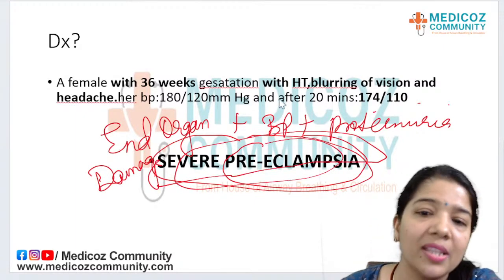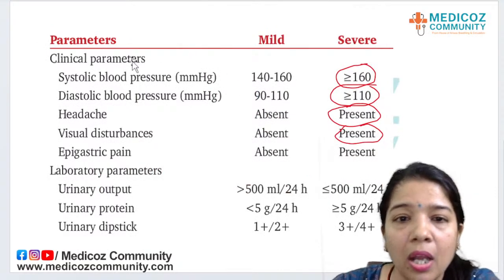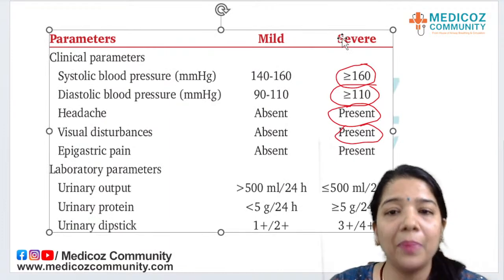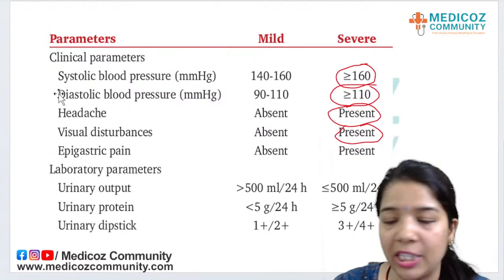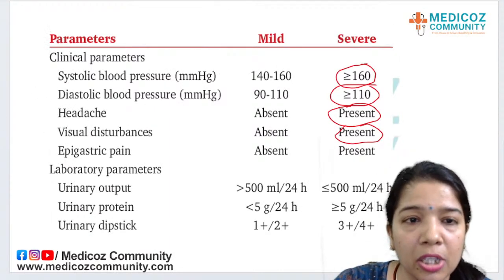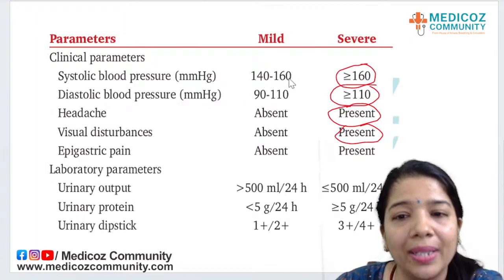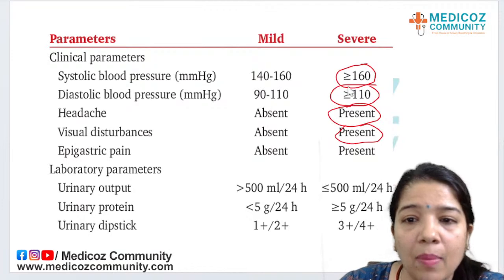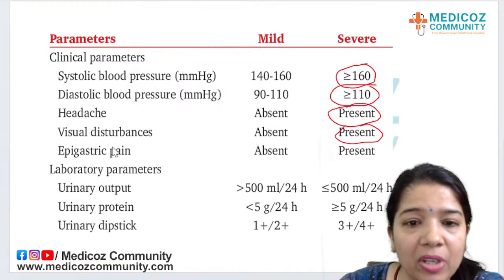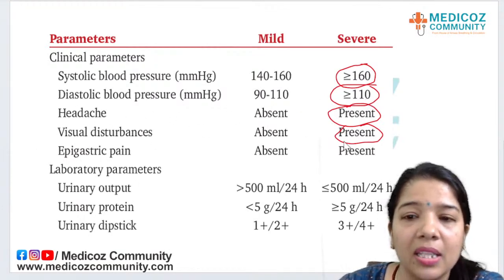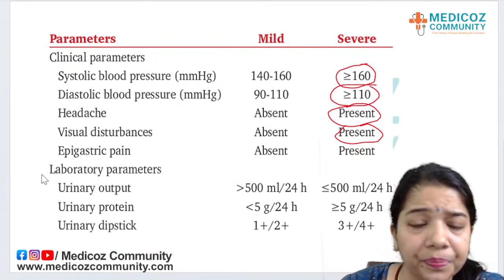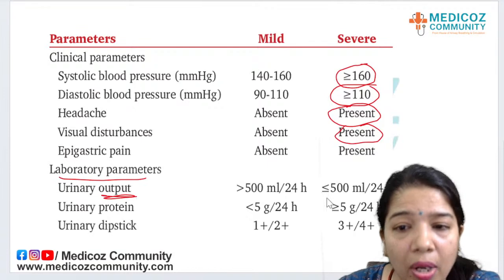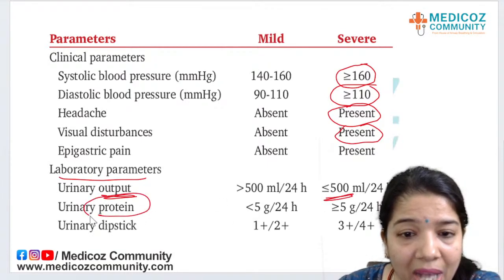Okay, now we should know what is the management of severe preeclampsia. So these are the clinical parameters to differentiate between mild and severe. Remember, preeclampsia can be only two, mild and severe, it's not moderate. Okay, so systolic BP 140 to 160. If it is more than 160, severe. Diastolic blood pressure more than 110, severe. Headache, visual disturbances, any such things, this means severe preeclampsia. Laboratory parameters, urinary output, if it is oliguria, very much high protein.